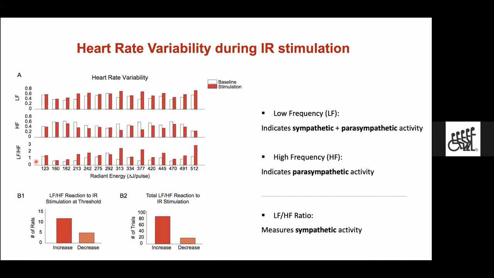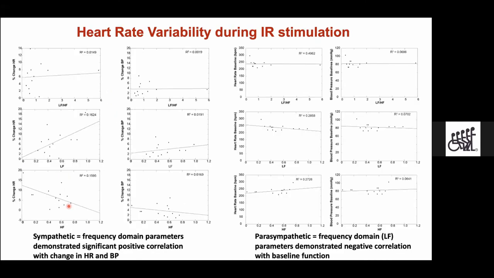The real numbers over here, the absolute numbers, don't really matter. They really need to be normalized in some way. But what you see is that across a number of rats, the majority, almost 12 out of the 17 rats, show overall an increase in this ratio, suggesting that there is a vestibulosympathetic activation through the semicircular canal, so through this posterior canal pathway that we stimulate.